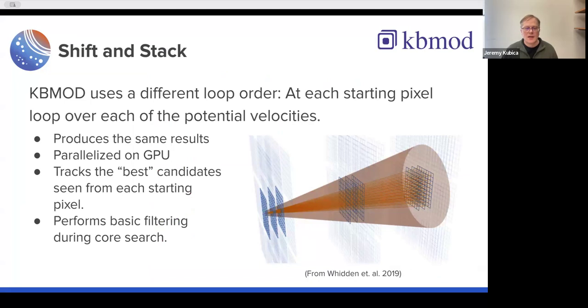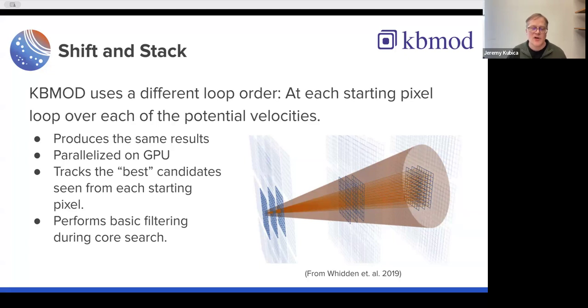KBMOD is an algorithm that implements this, uses a slightly different looping order. And this is done mostly for implementation reasons. It actually produces the same results. But instead of trying each velocity, shifting all pixels in the image and adding them, it starts from each starting pixel and does a cone search basically out that tries each velocity. This is done because it parallelizes really well on GPU, and the implementation lends itself very well to implementing it through CUDA. But it produces the same results. We're just reversing the order in which the loops are done.